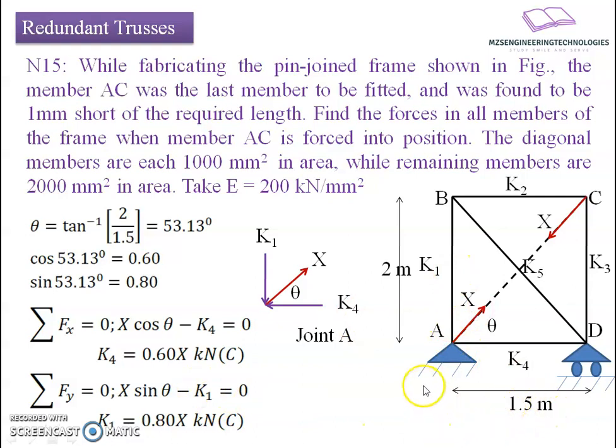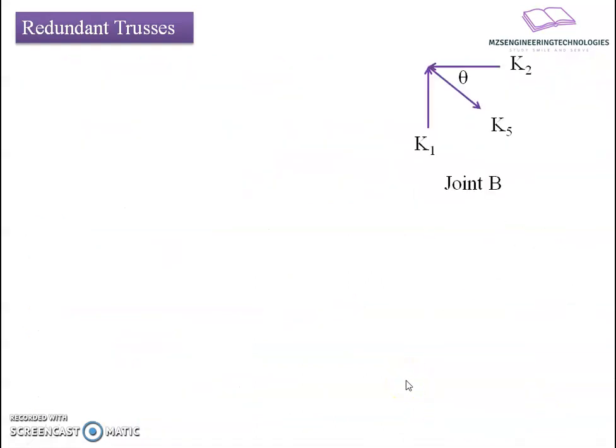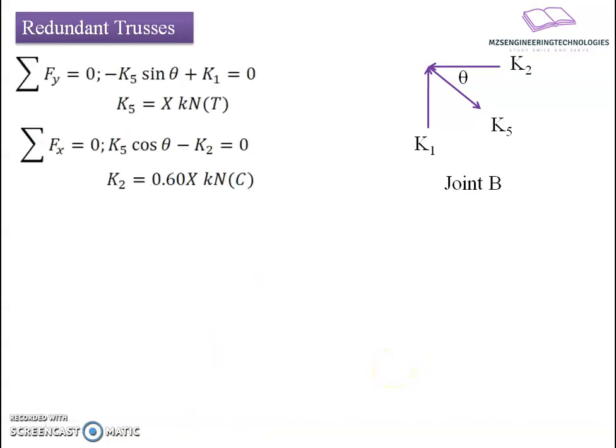After knowing the K1 and K2 forces, we'll move to the next joint to find the other member forces, at joint B. We have three member forces K1, K5 and K2. Among these, K1 is known to us. If we apply the static equilibrium equation for this free body diagram, we get the relation minus K5 sine of theta, the vertical component going downward, plus K1 equals 0, resulting in a value of K5 as X kilonewton, tensile in nature.